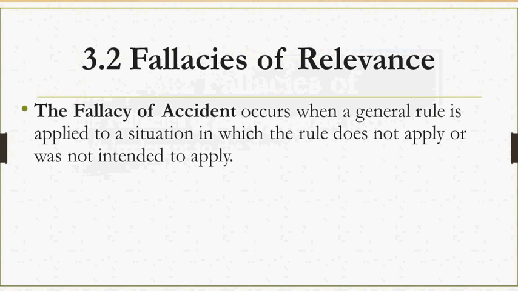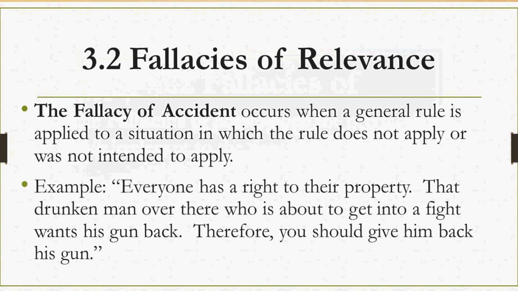This one occurs when a general rule, which is typically taken to be a good rule, is applied to a situation in which the rule does not apply or was not intended to apply. Okay, so the example here is as follows. Everyone has a right to their property. That drunken man over there who is about to get into a fight wants his gun back. Therefore, you should give him back his gun.